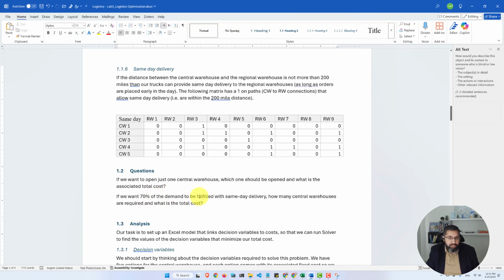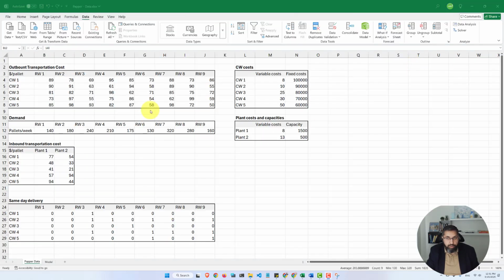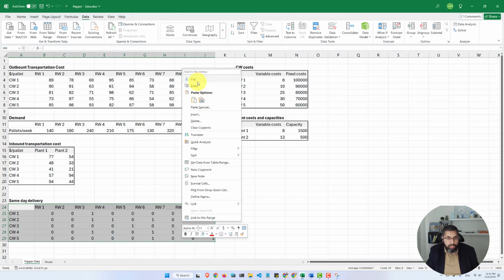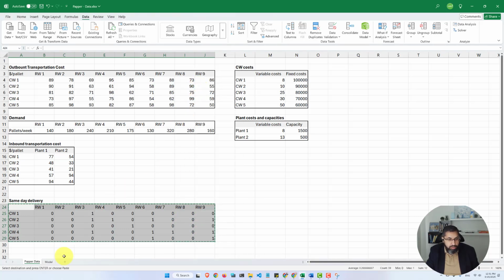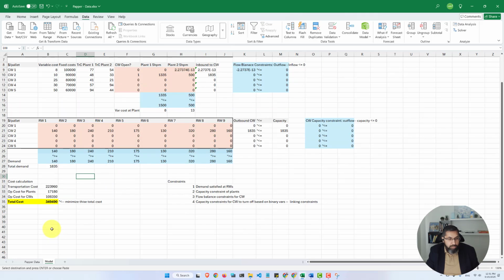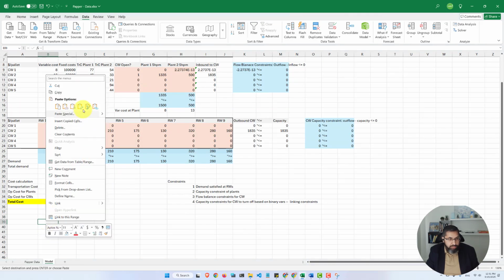If you want 70% of the demand to be fulfilled with same-day delivery, because one central warehouse is not going to achieve that, you want to put more than one. How many central warehouses are required? What is the total cost? So for that, we're going to need the same-day delivery table. So we'll copy it to our model. Okay. We can copy it down here.